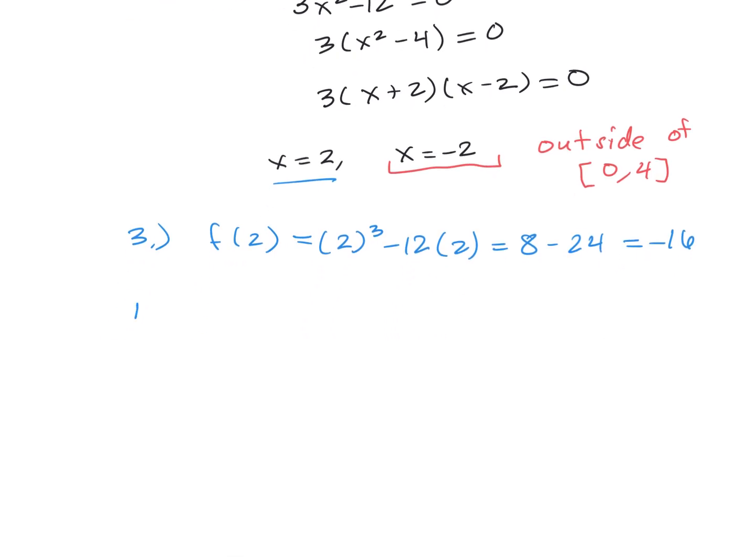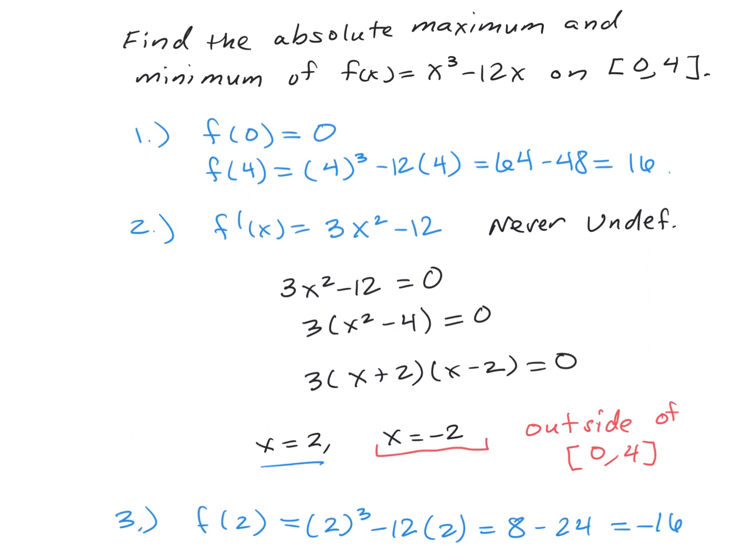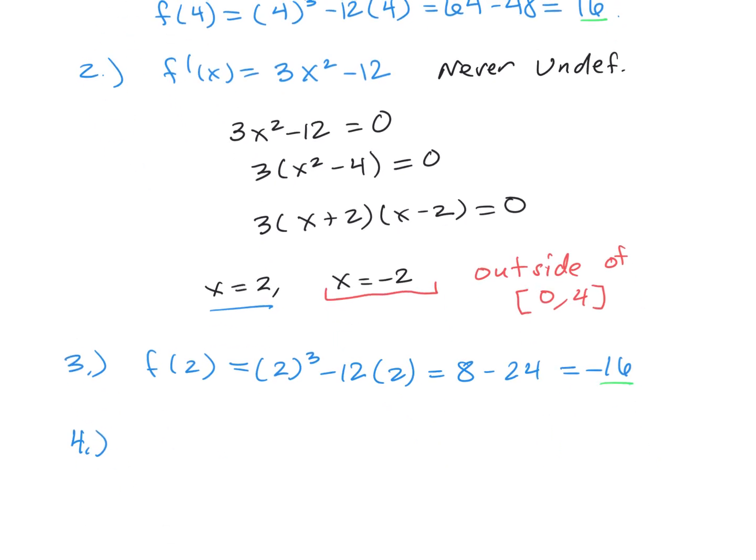which we know is going to just be 8 minus 24, which is negative 16. And then step 4 of the process is to look at the function values that we've obtained on the interval and then see which ones are going to be the absolute max and the absolute min based on a comparison. So of the values, let me go back. We've got 0, we've got positive 16, and negative 16. The smallest of those is negative 16.